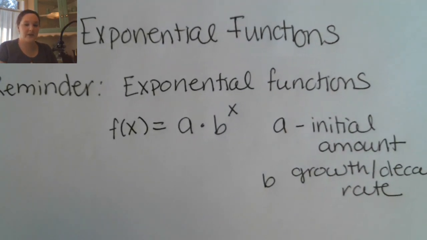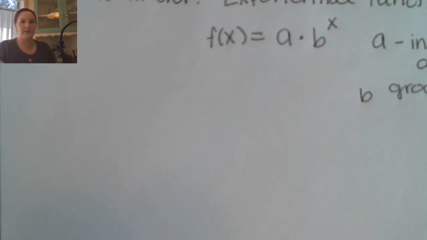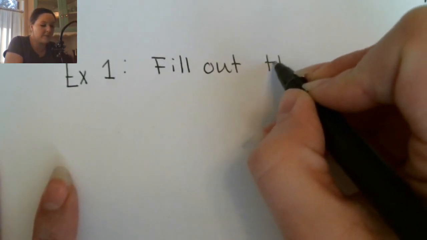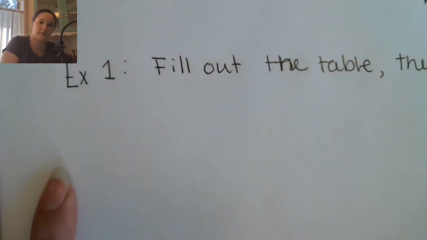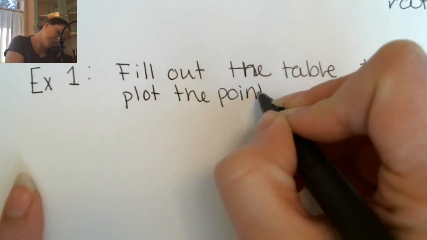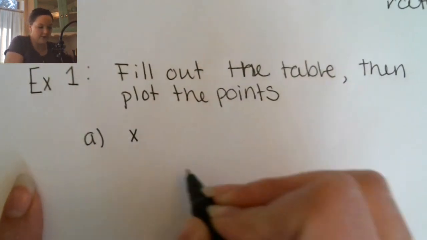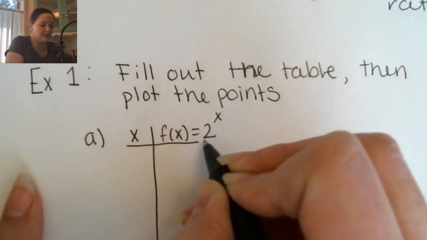So what we're going to talk about first is how to graph exponential functions, and we're going to use the base graphs and transformations method. So let's look at some base graphs. We're going to do this for two different types. First we're going to look at the function f of x equals 2 to the x.